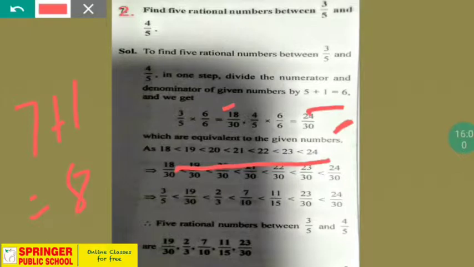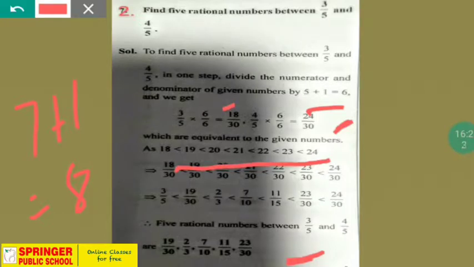That means 3 upon 5, 19 upon 30, 2 upon 3, 7 upon 10, 11 upon 15, 23 upon 30 and 24 upon 30. So students, in this way you can very easily get 5 numbers lying between 2 given rational numbers. I hope you have understood the question, and practice some more questions of this type.